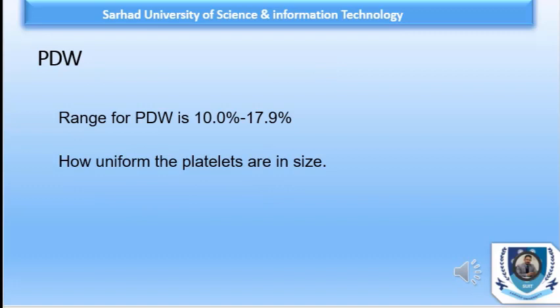PDW, platelet distribution width, is also the same indicator as for the red blood cell distribution width, that is RDW. So the normal range for PDW is 10 to 17.9%. And basically PDW, platelet distribution width, reflects how uniform the platelets are in size, and normal PDW indicates platelets that are mostly of the same size, while high PDW means that the platelet size varies greatly.